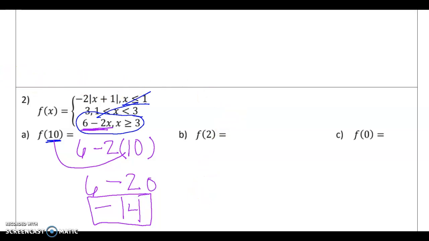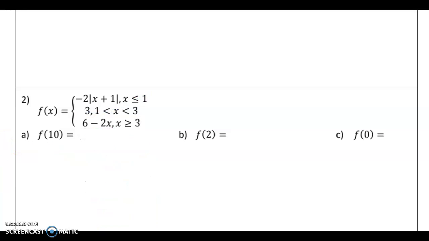Okay? So now let's go ahead and try f of 2. First things first, I got to figure out which piece I am going to use. So remember, this says x is less than 1. Well, 2 is not less than 1, so I can't use that one. This one says that x is in between 1 and 3. Well, 2 is in between 1 and 3. That is true. So I'm going to use this function, and it's just a 3. So that's just a 3, and that's it.